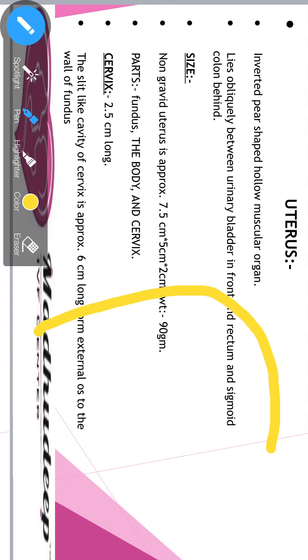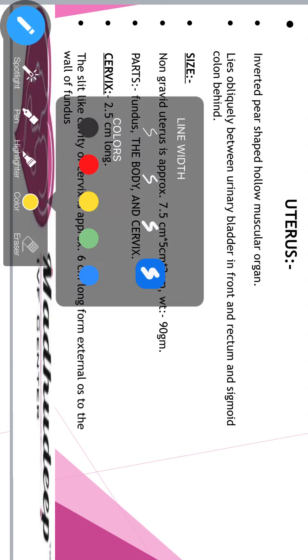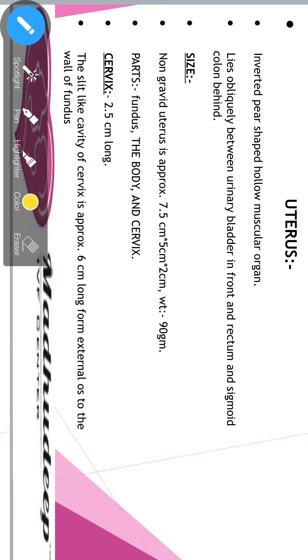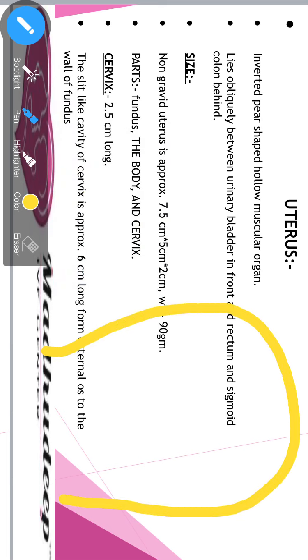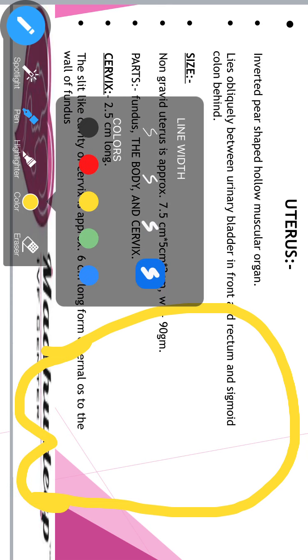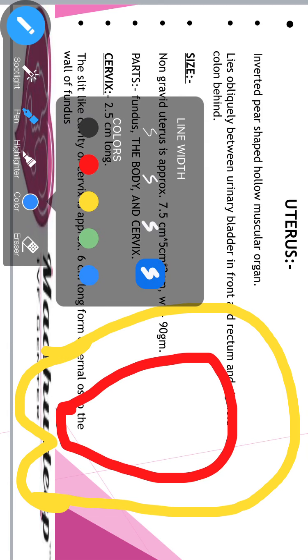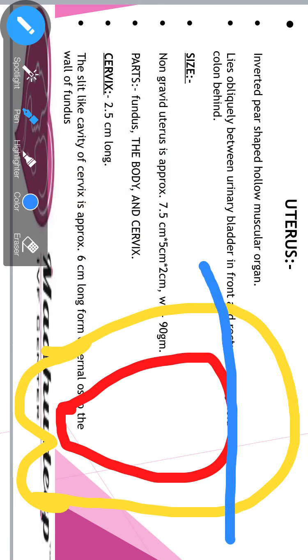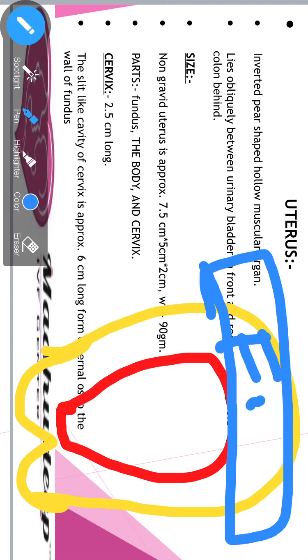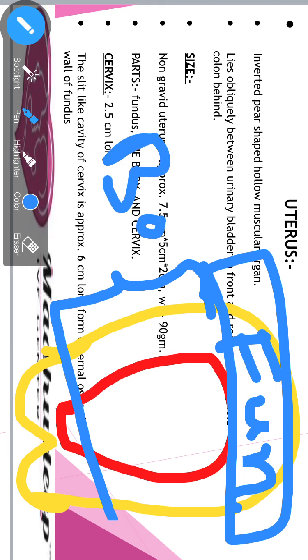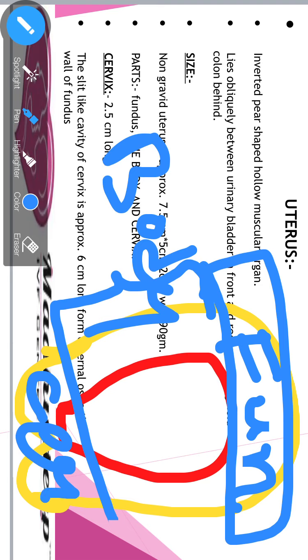This is a uterus. This is a cavity. So the part above the cavity is called fundus. The middle portion is called body, and the opening is called cervix. So the uterus is divided into three main parts: fundus, body and cervix.